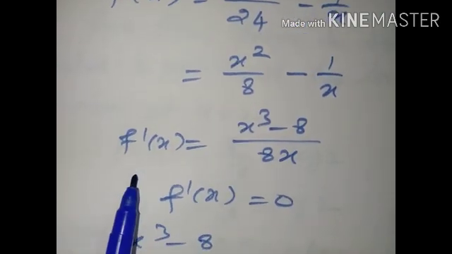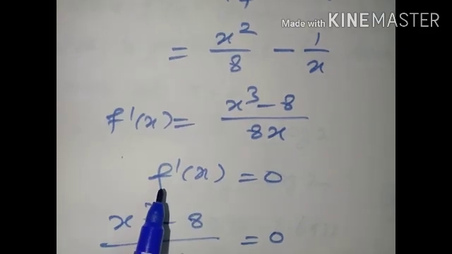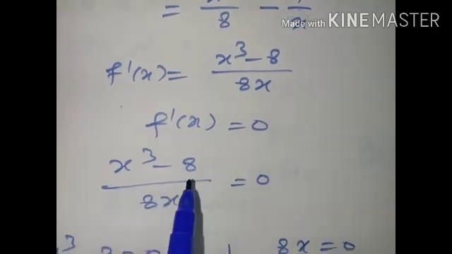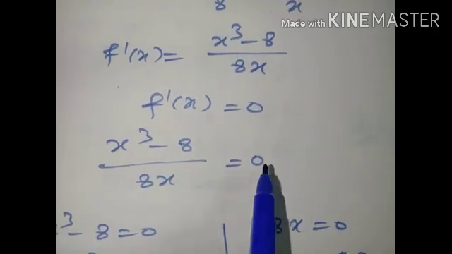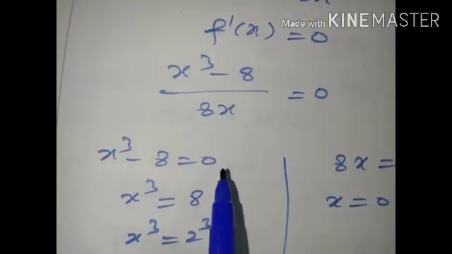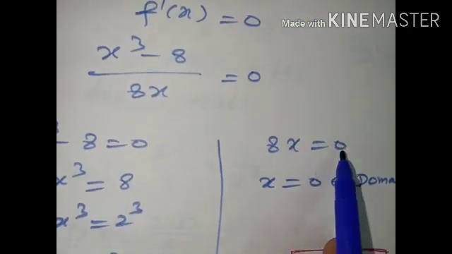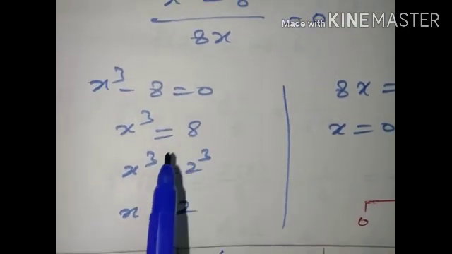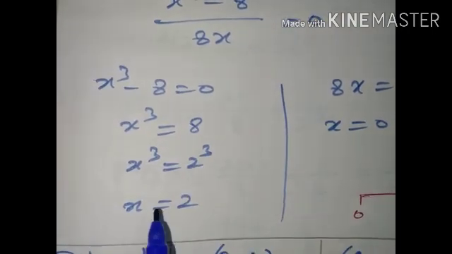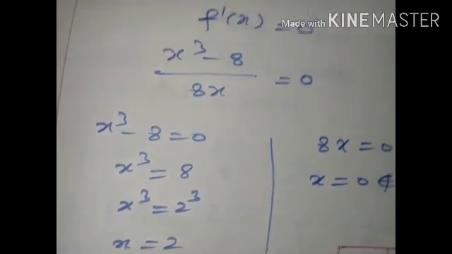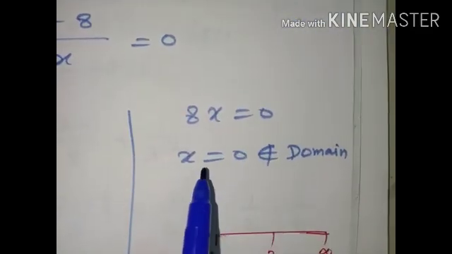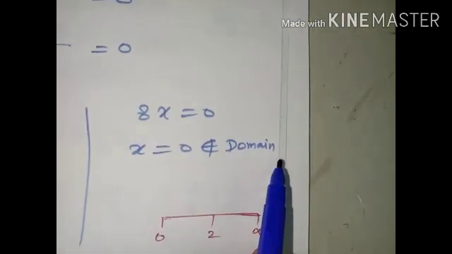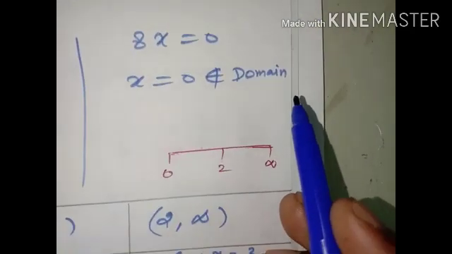Now apply the conditions. f dash of x equal to 0. So x cube minus 8 divided by 8x equal to 0. So x cube minus 8 equal to 0, and 8x equal to 0. x cube equal to minus 8, bringing it to this side becomes plus 8. Then x cube equal to 2 cube, so x equal to 2. And 8x equal to 0 gives x equal to 0, but x equal to 0 does not belong to the domain.